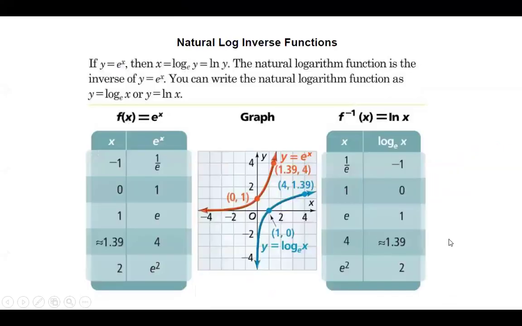The last part is just words. You don't have to write anything down. It's all information that's there. But it's going over natural log. And natural log is when we're using E and LN. The properties are exactly the same as the other logs. It's just how they appear.